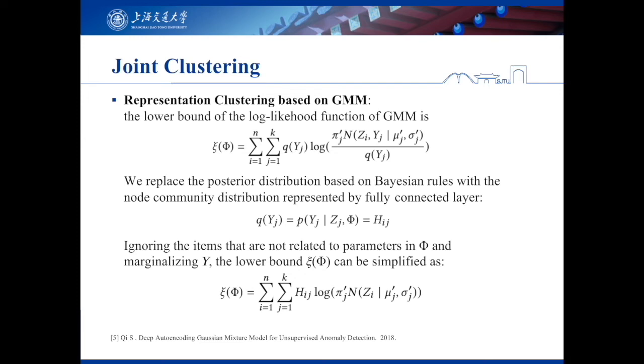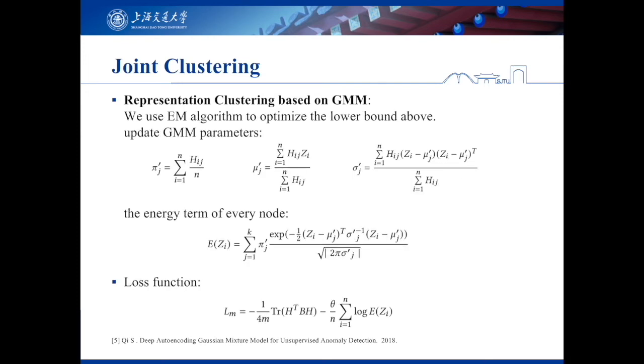In order to realize the joint optimization with the above network clustering, we replace the posterior distribution based on Bayesian rules with the node community distribution represented by a fully connected layer, ignoring the items that are not related to the parameters in phi, and marginalizing y. The lower bound can be simplified as follows. Then we use the EM algorithm to optimize the lower bound above. The updating rules are as follows.